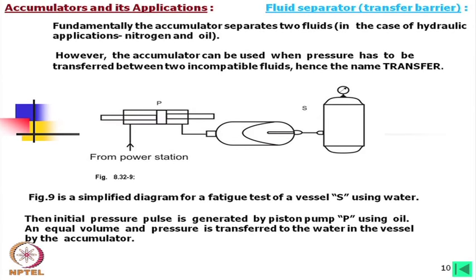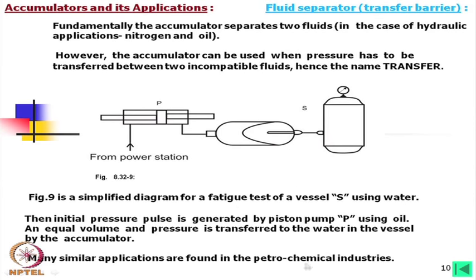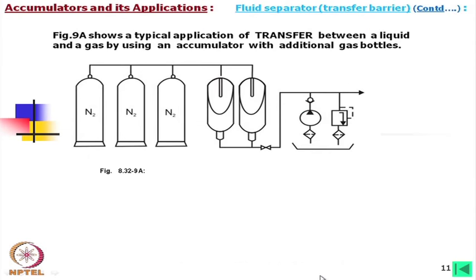Then the initial pressure pulse is generated by the piston pump P, using oil, and equal volume and pressure is transferred to the water in the vessel by the accumulator. Many similar applications are found in petrochemical industries. Now, another example of the transfer barrier is a typical application of transfer between a liquid and a gas, nitrogen, by using an accumulator with additional gas bottles.